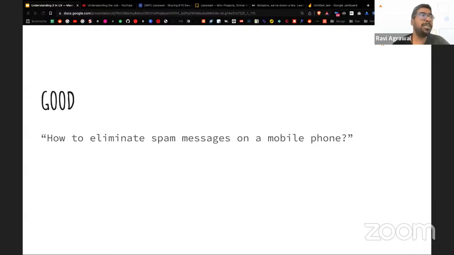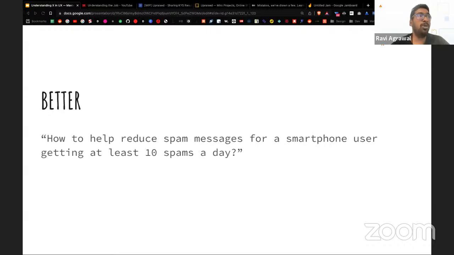So what is a better problem statement in the first place? How to help reduce spam messages for a smartphone user getting at least 10 spams a day. Now you have built out a niche. You have talked about users who have access to a smartphone, right? And who are getting at least 10 spams a day. Because if you receive one spam in 4 to 5 days, it's not really a huge enough problem worth solving. So this is a much better problem statement to solve.